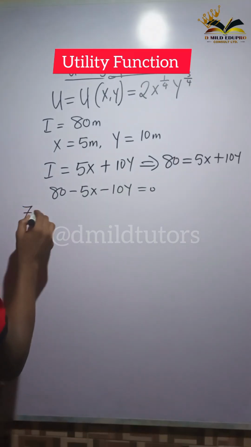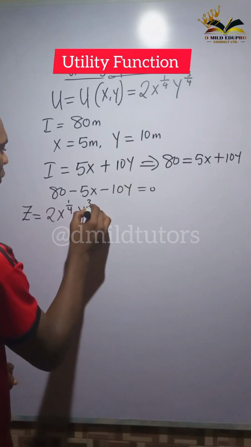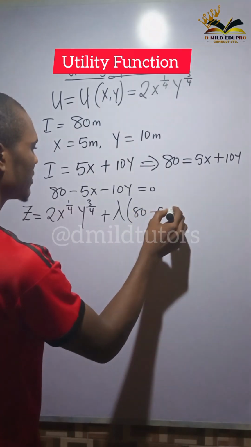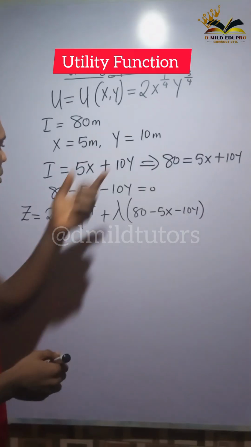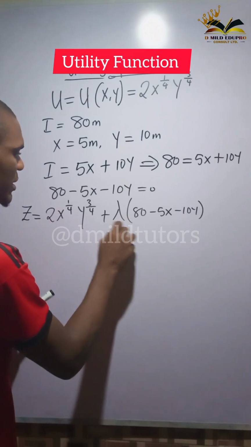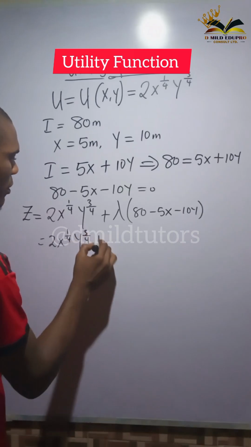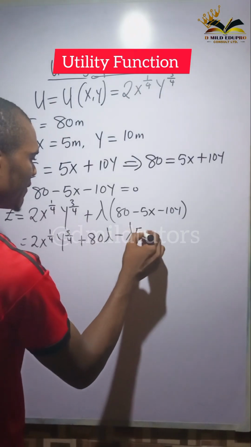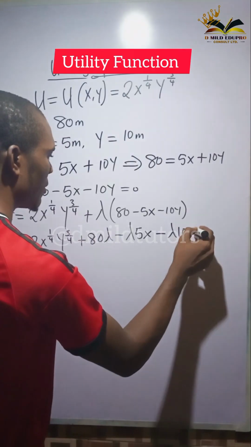Now, z will be equal to 2x^(1/4) y^(3/4) plus (80 minus 5x minus 10y). That is this plus our Lagrangian multiplier, then this. So we have to open this bracket with this. So we have 2x^(1/4) y^(3/4) plus this times this, you have 80 lambda, minus this times this, you have lambda 5x, and this times this, we have minus lambda 10y.